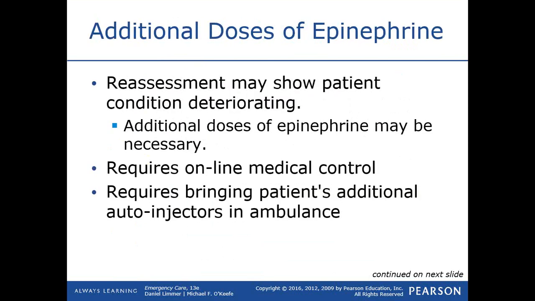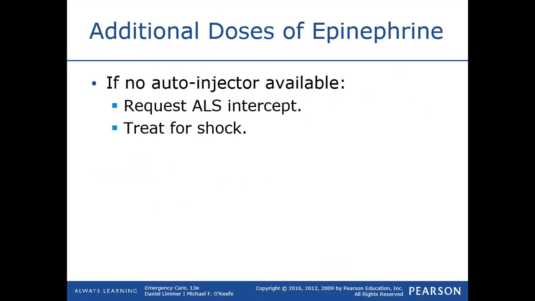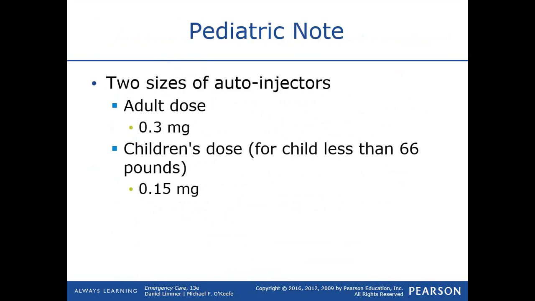Reassessment should show that the patient is getting better, but if your reassessment shows that the patient is getting worse, they're going to need additional doses of epinephrine. If you don't have that, you have to make certain that you have ALS on their way so that you can tear up with them, because they may have epinephrine not only in an auto-injector, but also in an ampule or a vial. So if no auto-injector is available, or you need a second auto-injector, or additional doses of epinephrine, request an ALS intercept and begin treating for shock.